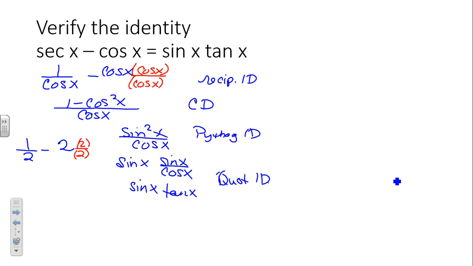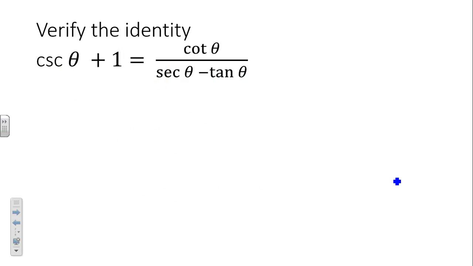All right, here comes the next one. Last one. Now you have to decide which one looks more complex. This time it looks kind of like the right side is more complex, doesn't it? So we want to do our simplification of our right side. So what suggestions do you have?